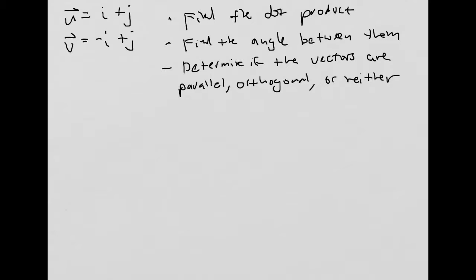All right, so given these two vectors, we have vector u, which is 1 plus j, and vector v, which is negative 1 plus j. We want to find the dot product of these two vectors, find the angle between the vectors, and then determine if these vectors are going to be parallel, orthogonal, or neither.